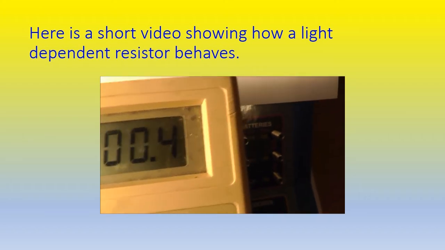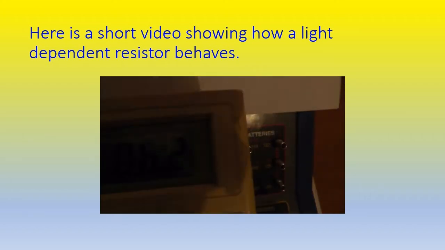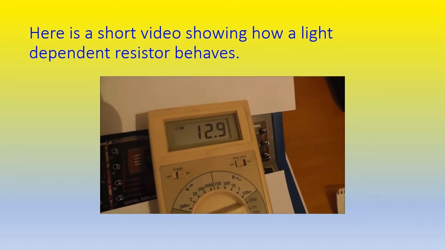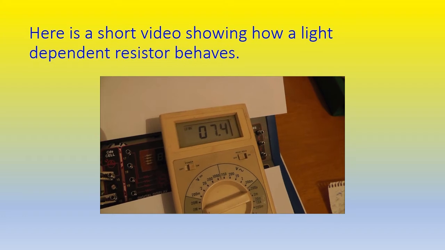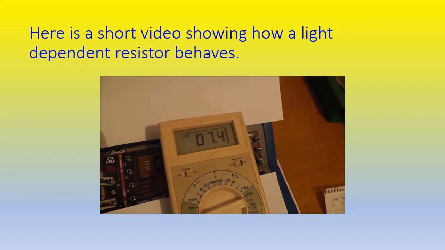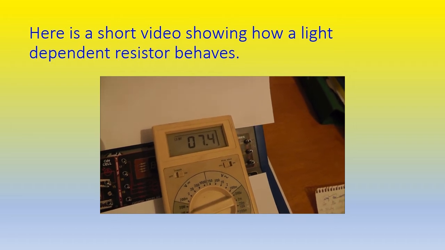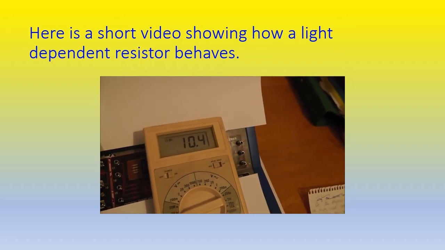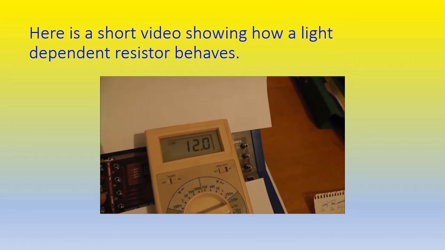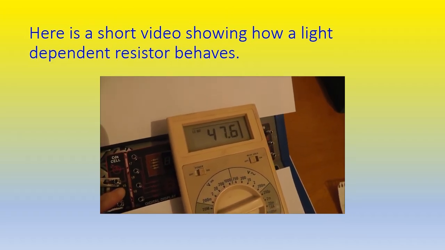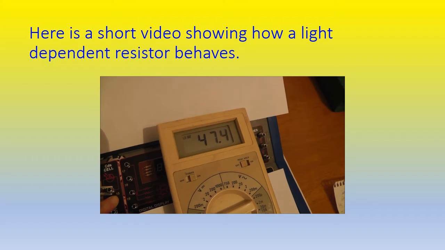If I turn off the lamp, we'll see the resistance climbing back up, and again, depending on where I position the video camera, I'm going to affect the amount of light falling on the LDR. If I now come along and use my finger to cover and block out all the light from the LDR, we're now going to see that the resistance rises quite sharply.